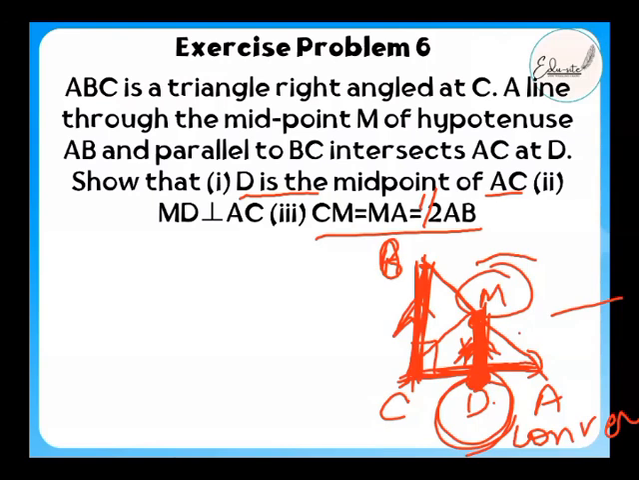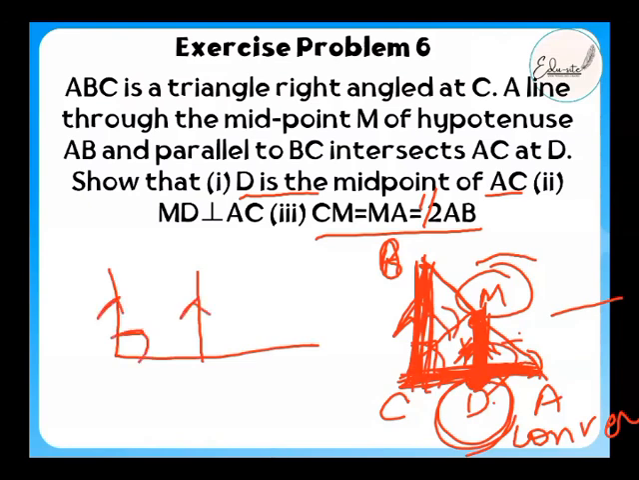And then what you have to prove is that MD is perpendicular to AC. If this is 90 degrees, then this angle and this angle are always equal, because they are corresponding angles between parallel lines. Which is the third thing you have to prove: CM is equal to MA is equal to half AB.